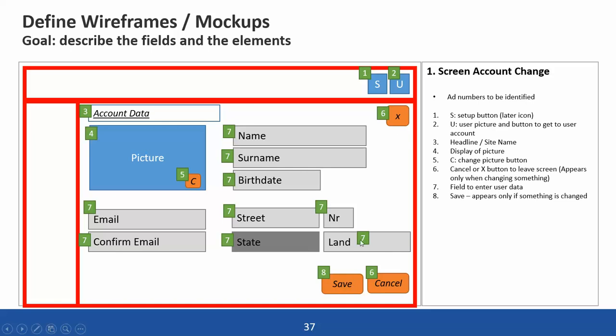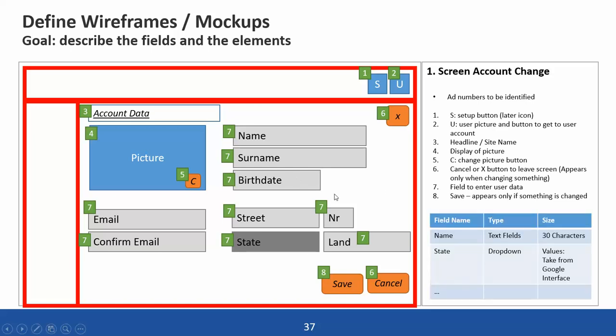So I've put some information about the workflow, but I also could put in 2 screens. And that's the next thing I want to say. Before we go to the next thing, it's like the data description, because you can see all these fields. I have to describe them a little bit better, because what is name? Name is a text field with 30 characters, but state is a drop down and has different values. Take from the Google interface the values like state, Bavaria or Brandenburg or something like that.